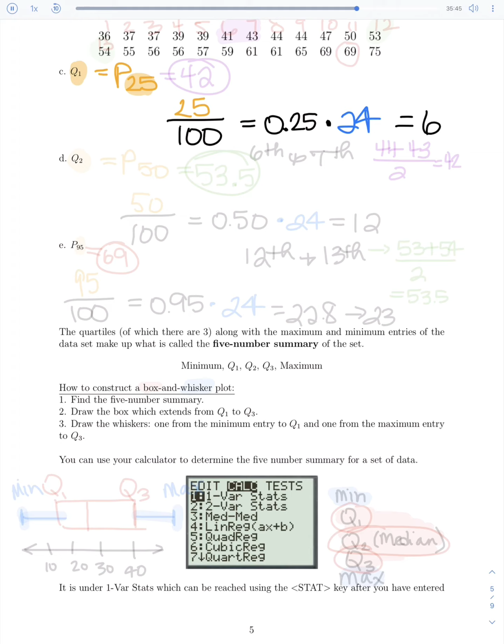And let's see what we get when we multiply the 0.25 times 24. We get a nice number, we get 6. Remember, when you get a nice number, it's actually more complicated. We'll take the 6th and the next one, the 7th number, and we need to average them. So we'd be going through our list, and 1, 2, 3, 4, 5, 6, 7. So we take, just like before, the 6th and 7th number and average them. So we take the 41 plus the 43 divided by 2, which will give us 42. So that's our 25th percentile, the number 42. And we're done.